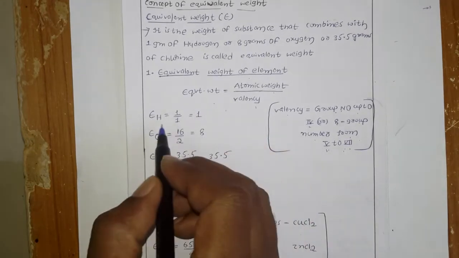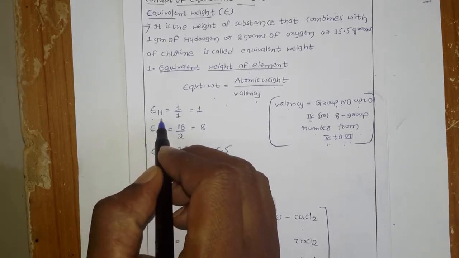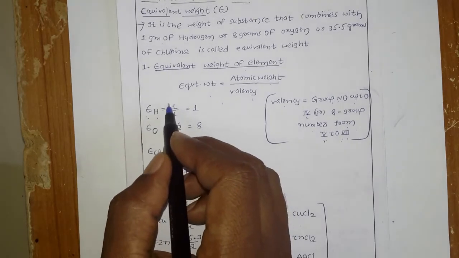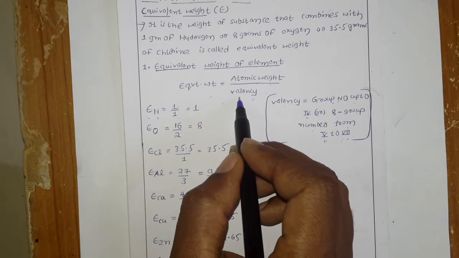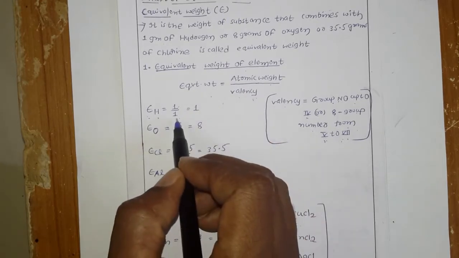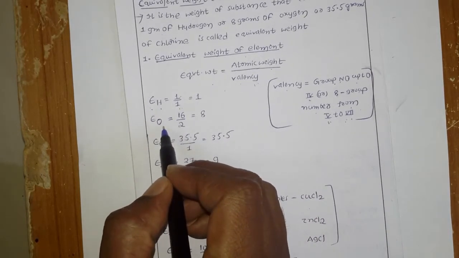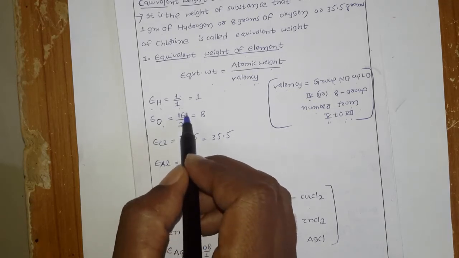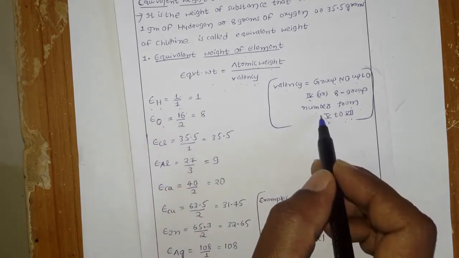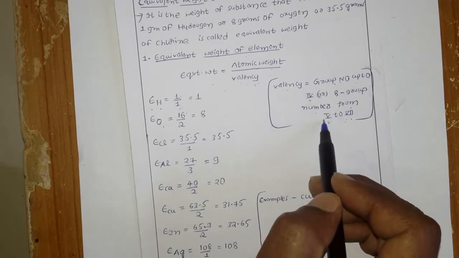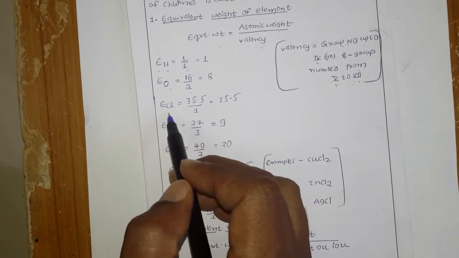Now see the hydrogen element. What is the equivalent weight of hydrogen? Let us see a good example. The atomic weight of hydrogen is 1, divided by the valency. Hydrogen belongs to the first A group, so the valency is 1. So the equivalent weight is 1. Next, the equivalent weight of oxygen. The atomic weight of oxygen is 16. What is the valency? Oxygen belongs to the 6A group, so it is 8 minus 6, that is 2. 16 by 2 is 8. And next come to chlorine.